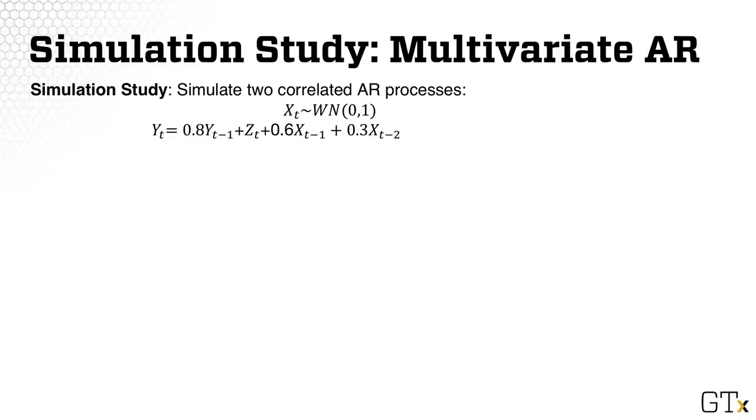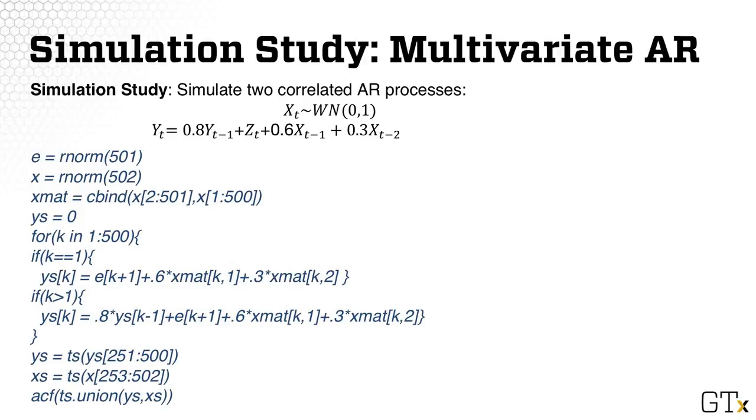The R code for the simulation is here. First simulate the white noise time series defined by X, and the white noise for the second time series defined by E, the vector E.